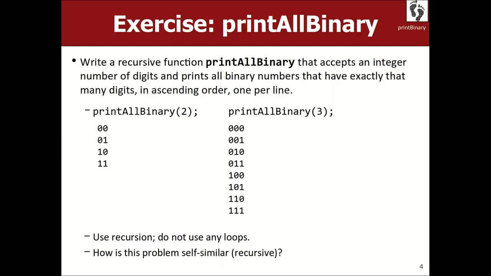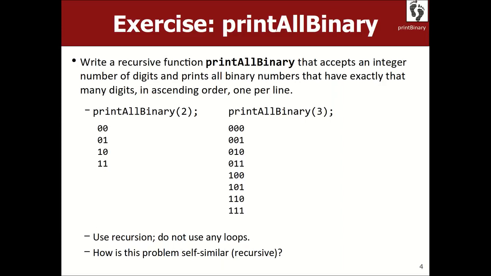It's a different problem. What I want to do is write a function called print all binary. I will pass you a number of bits, a number of binary digits. I want you to print all of the binary numbers that have exactly that many digits, all of them. And I don't want you to use a loop. I want you to just do this with recursion.